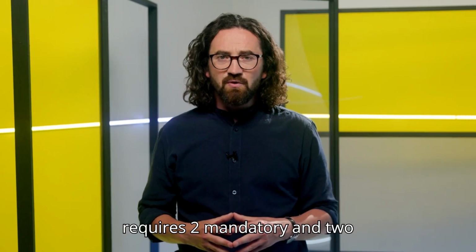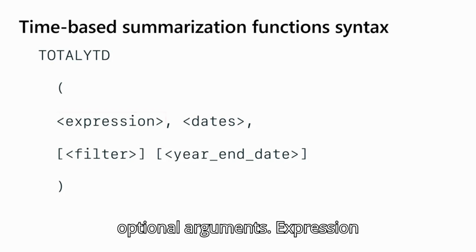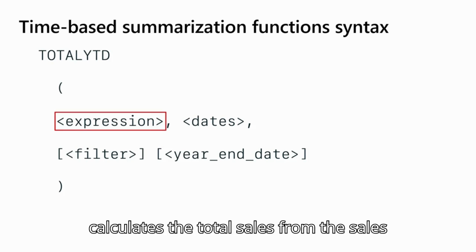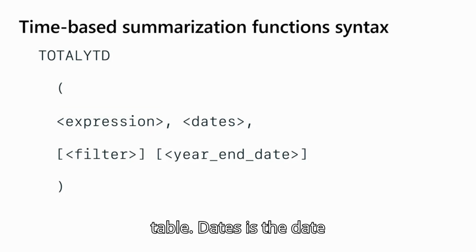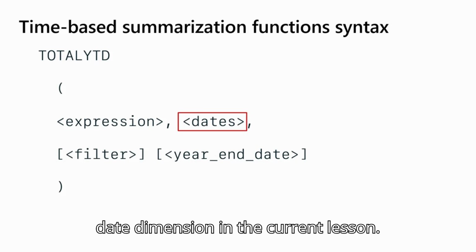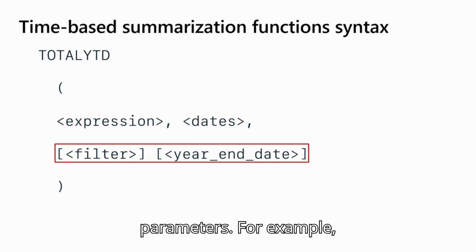The year-to-date requires 2 mandatory and 2 optional arguments. Expression is the first mandatory argument. It calculates the total sales from the sales table. Dates is the date column. We use Power BI default date dimension in the current lesson. Filter and year-end date are optional parameters.